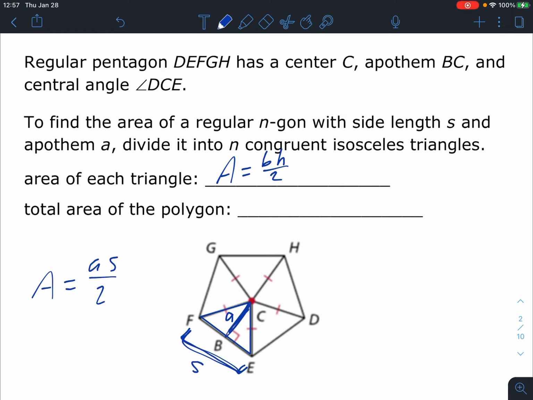But let's make it so that we can use this for any regular polygon. Really, all we're going to do is multiply S by however many sides there are. In this case, it would be 5, but in general, all we're doing is getting the perimeter. So we're going to take that S and change that into a P for perimeter. So the area of any regular polygon will be given by the formula AP over 2. Apothem times perimeter over 2.